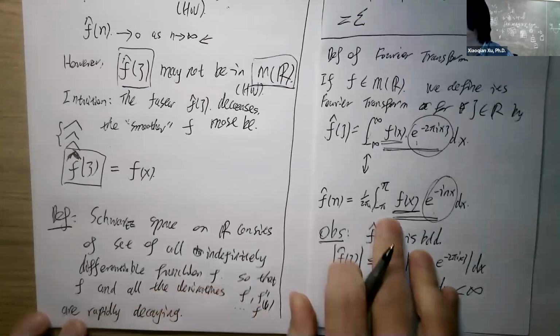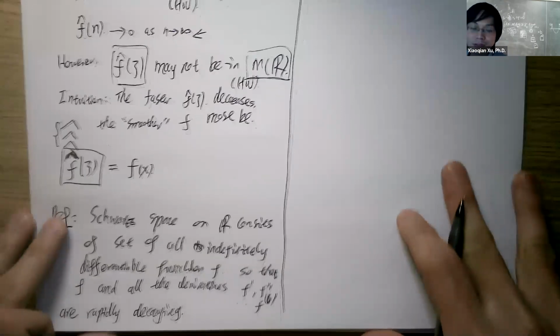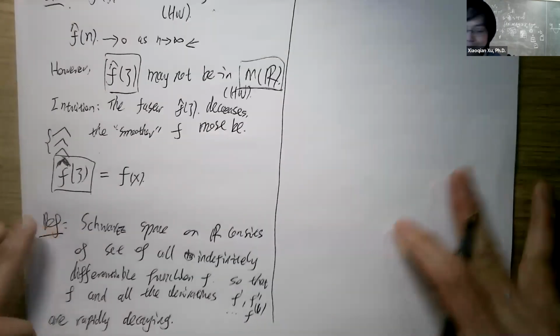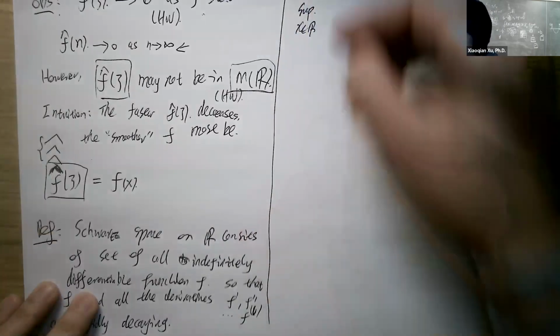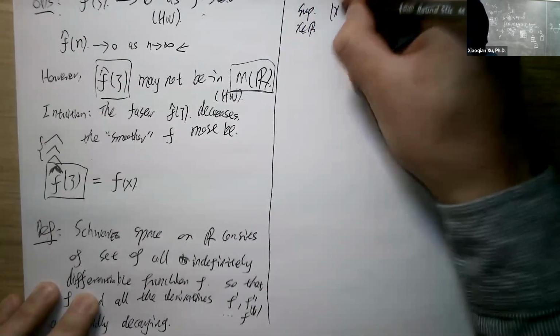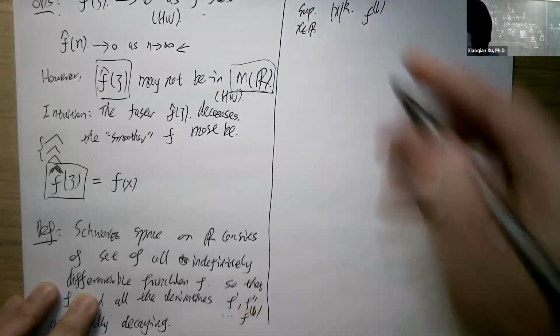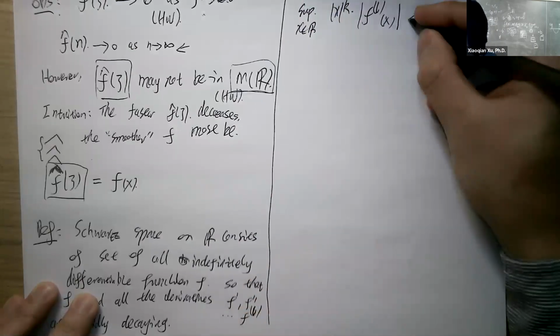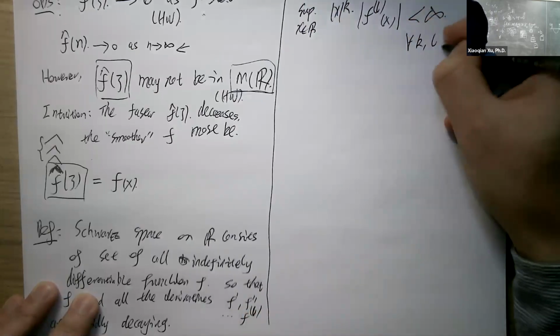What's the meaning of rapidly decaying? It just says that it decays very, very fast. How fast? Faster than any polynomial. The supremum over x in R of |x^k times the l-th derivative of this function| is less than infinity. It's bounded for any k and l greater than or equal to 0.